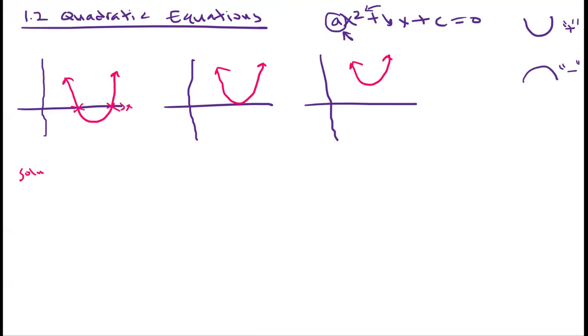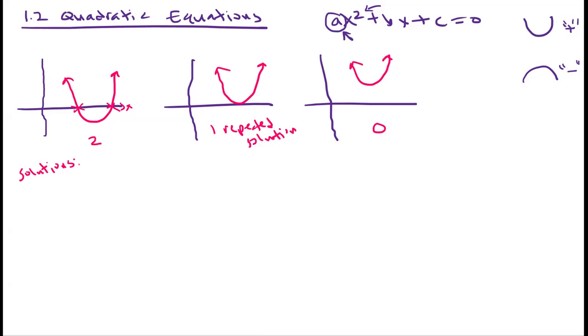For the first example, the number of solutions is 2, because it crosses the x-axis twice. How about the second drawing? This one looks like it's only crossing one time, but technically it's called one repeated solution. That means you can have the same factor twice, so when you solve it, you get the same answer. We'll see that as well. And this one here never crosses the x-axis at all, so we have 0 solutions, because it doesn't cross the x-axis.